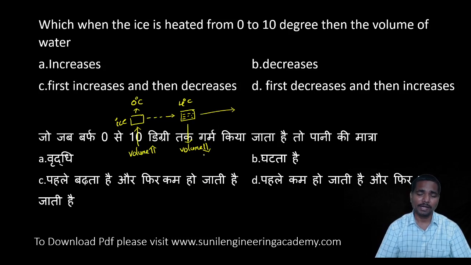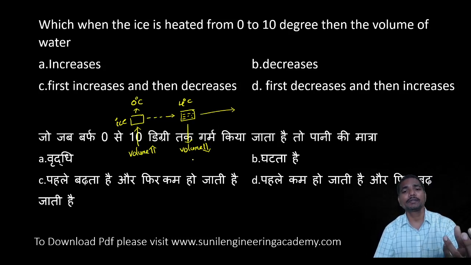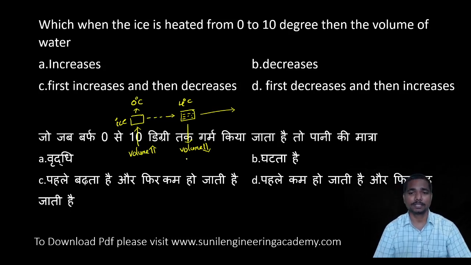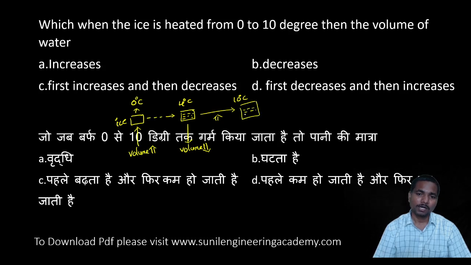We know very well that whenever we heat anything, solid, liquid or gas, its volume increases; it expands. So from 4 degrees centigrade to 10 degrees centigrade, as we increase the temperature, it expands, meaning the volume increases. So first the volume decreases, from higher to lower, and then it increases, from lower to higher.